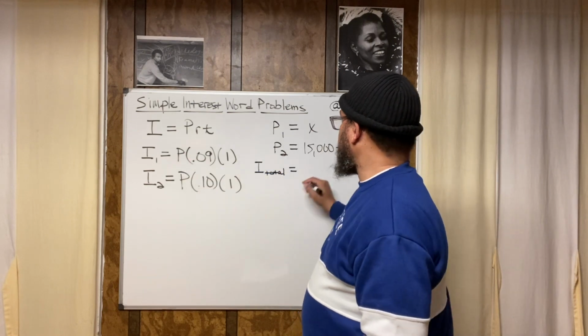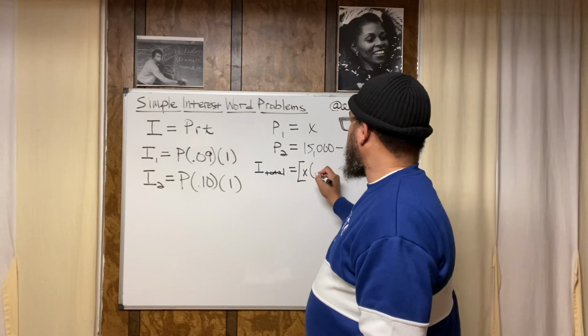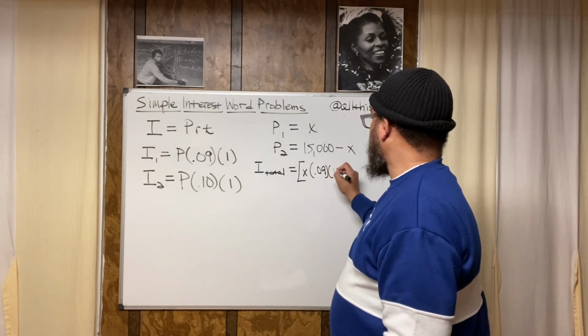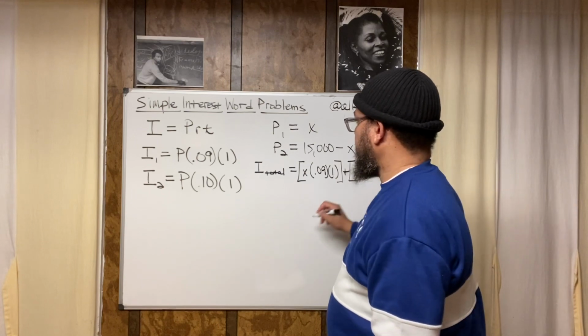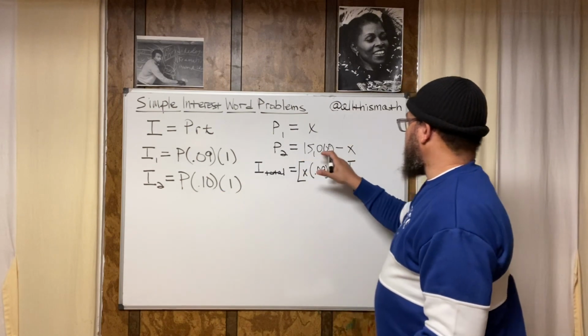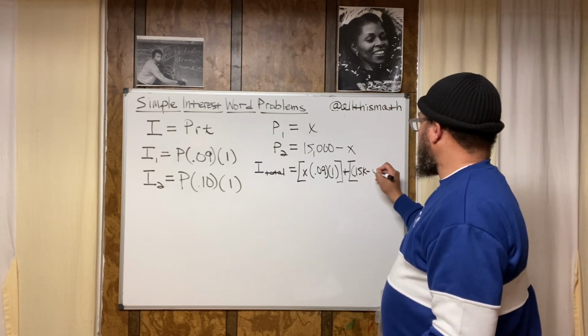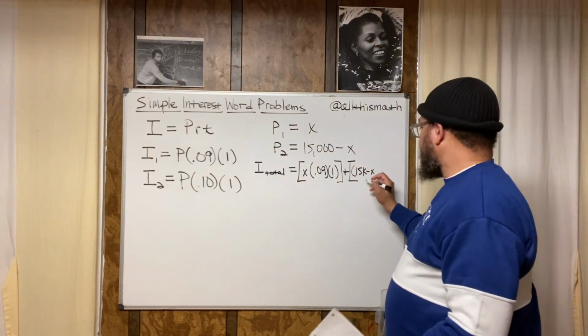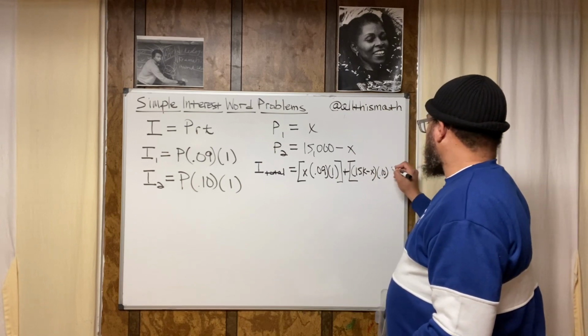So the interest of this one is going to be, now let me put this in brackets, X times 0.09 times 1, plus 15,000 minus X. I'm going to say 15K. K stands for 1,000, right? 15K minus X times 0.10 times 1.